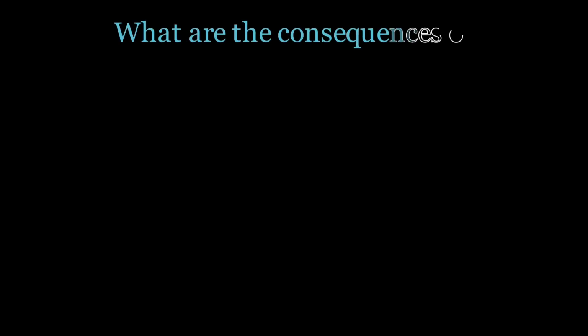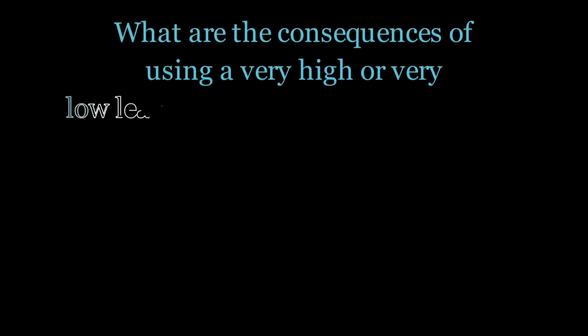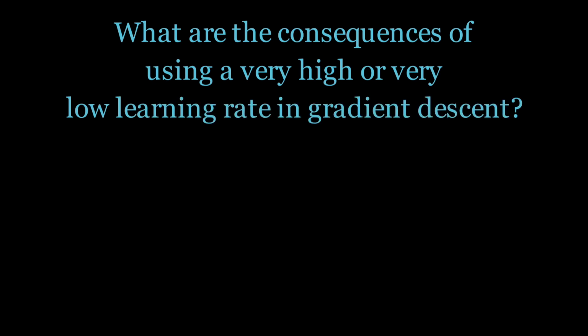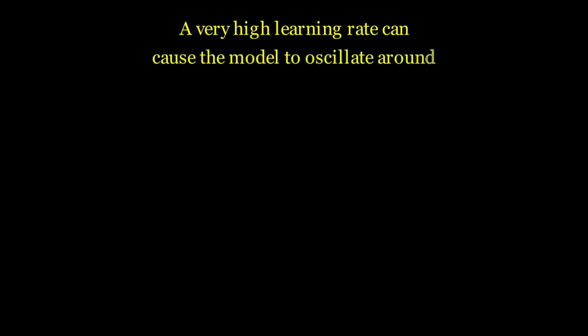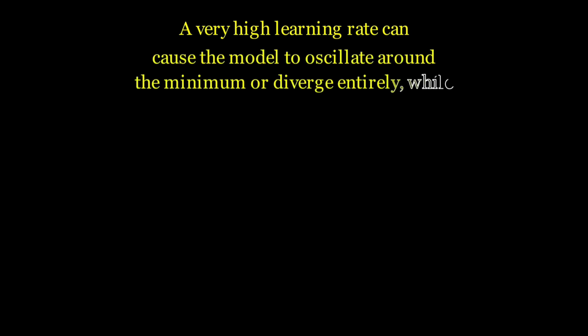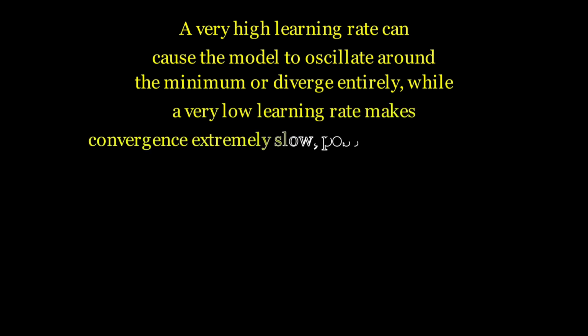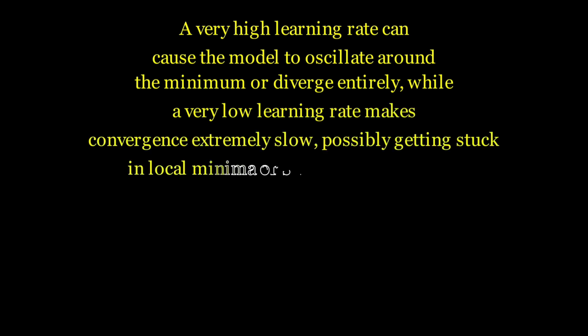What are the consequences of using a very high or very low learning rate in gradient descent? A very high learning rate can cause the model to oscillate around the minimum or diverge entirely, while a very low learning rate makes convergence extremely slow, possibly getting stuck in local minima or suboptimal solutions.